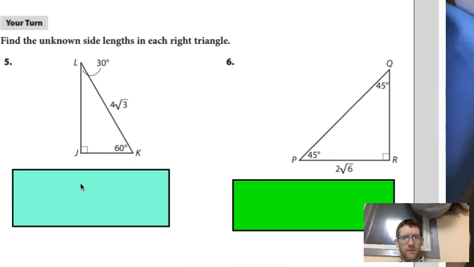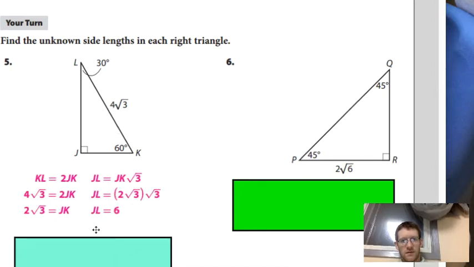So for number 5 here, it's a 30, 60, 90. Again, some unknown times the square root of 3 gives us 4 square root of 3. So the unknown, wait, how did I mess that up? Oh yeah, it's twice that. So 1/2 of 4 square root 3 is 2 square root 3. Yep. And then, which gives us this, and then 2 square root of 3 times the square root of 3 gives us 6.